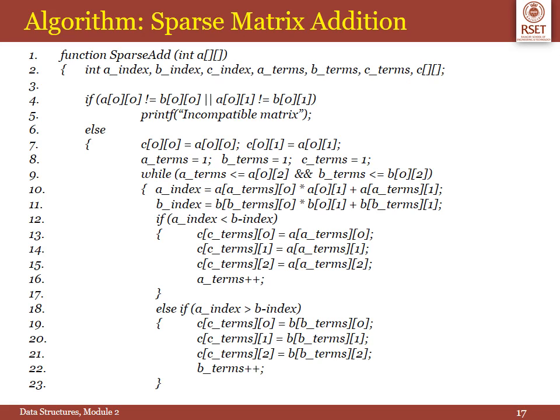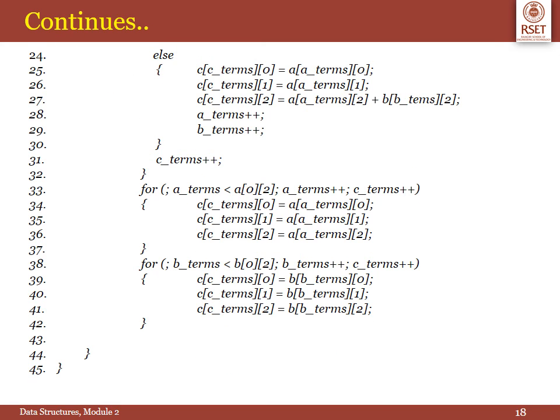If the elements are different, then we need to copy the elements in the order of their row major form. So which one will come first in the row major form? That is what we are checking in line number 12. And based on that, we will either copy from matrix A or from matrix B. If both indices are same, then we need to add and copy. That is happening in lines 24 to 30.